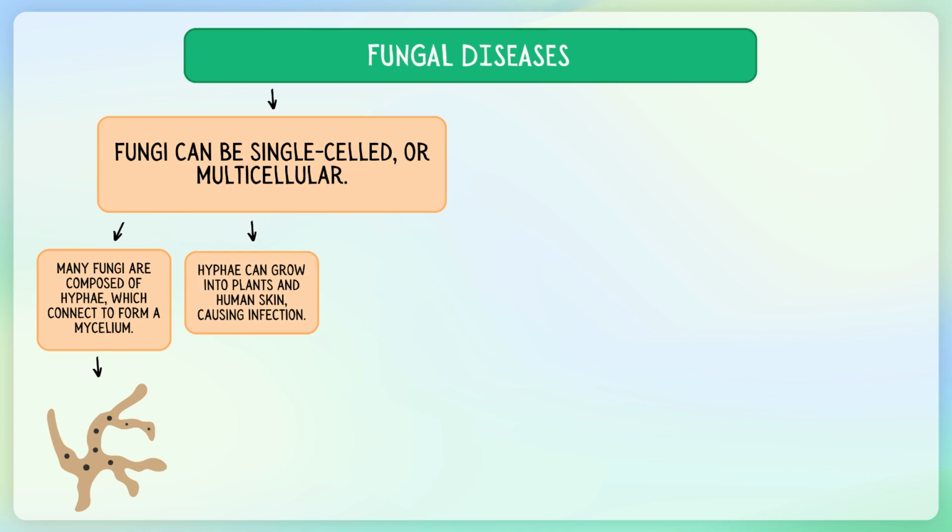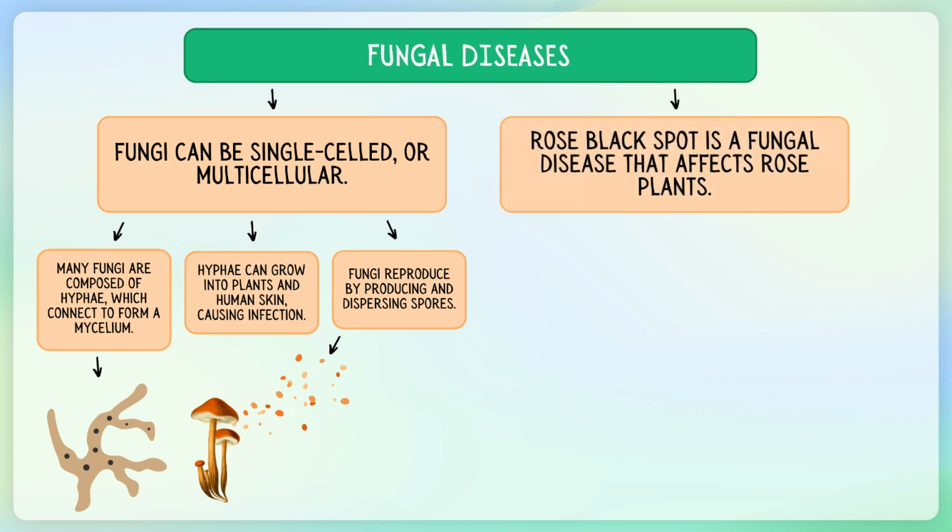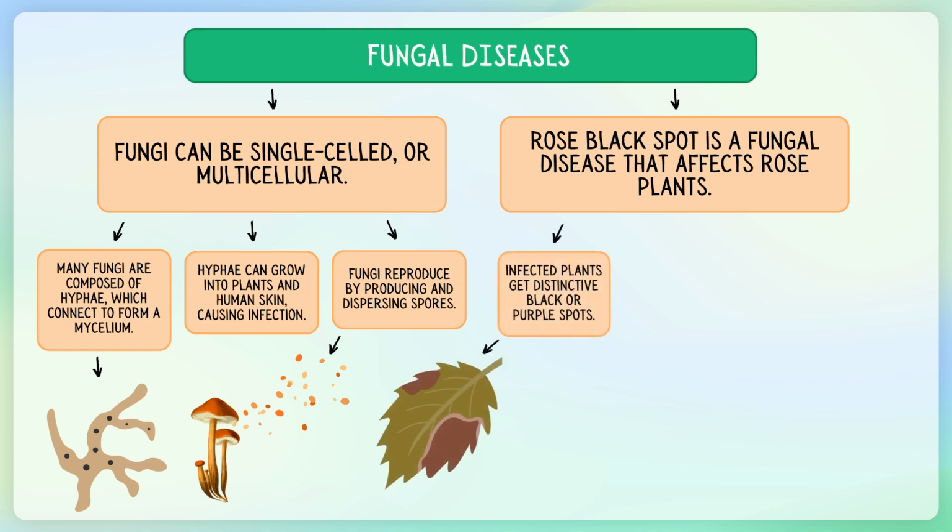We learnt that fungal reproduction uses spores, which can spread via wind, water, or direct contact. This makes them effective pathogens. Fungal infections are especially common in plants and can cause significant damage to crops. Rose black spot is a fungal disease that affects rose plants by causing black or purple spots on the leaves. These spots can lead the leaves to turn yellow and fall off, reducing the plant's ability to photosynthesize and grow.